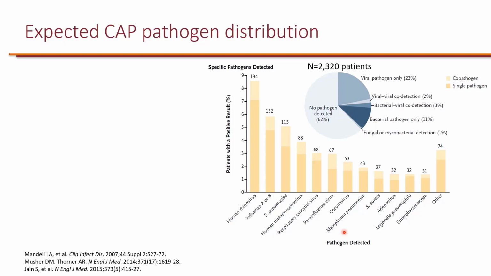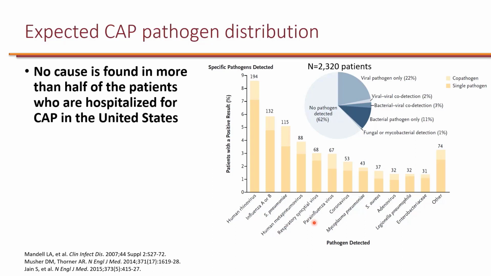Now, this study looked at 2,320 patients, and what they were trying to do is to identify common causes of community-acquired pneumonia requiring hospitalization. Now, as you can see, in general, no cause is found in more than half of the patients who are hospitalized for CAP in the United States.